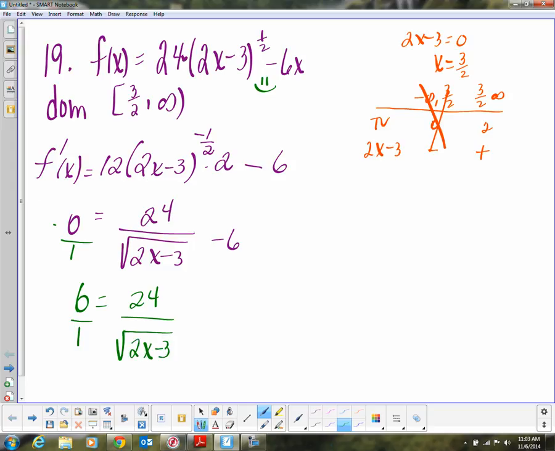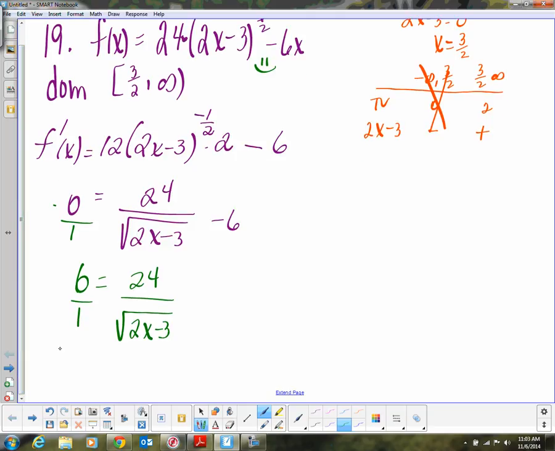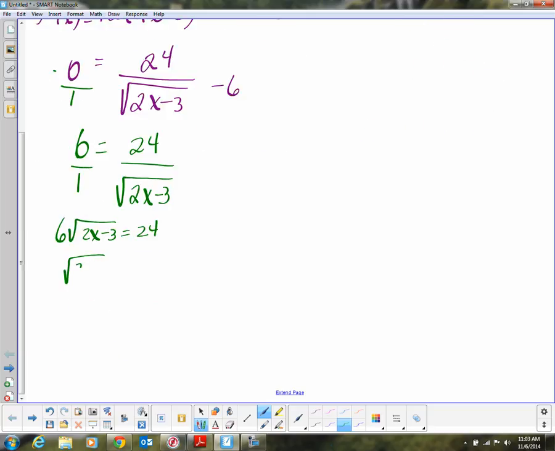Now what? So that means 6 square root of 2x minus 3 equals 24. How do you go about solving this? Right, you've got to isolate the radical. 2x minus 3 is equal to 4. Now what? Square both sides, so I get 16.